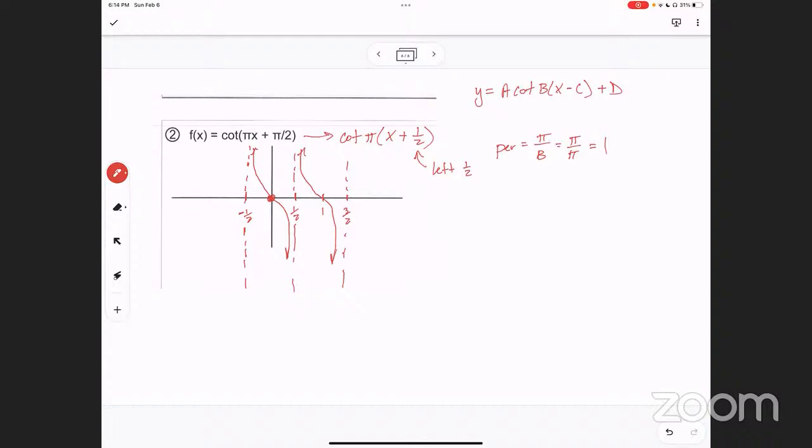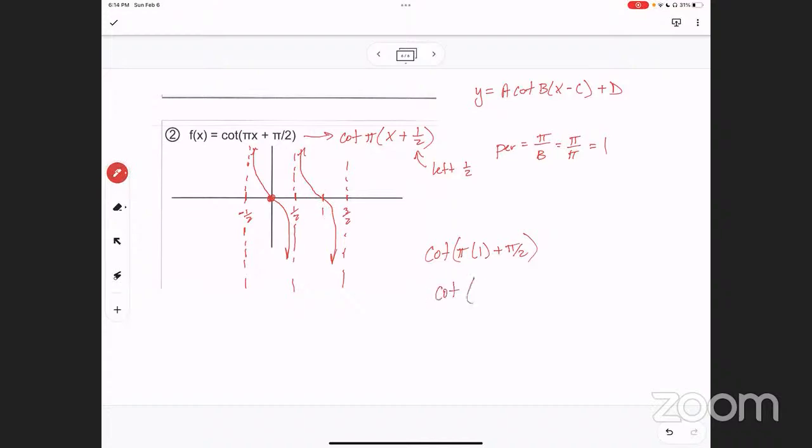Okay. And again, it's not a bad idea to plot some points in there. Let's use this point to test. When I plug in 1, what should I get? When I plug 1 into this, what should I get? What's 1? 1 comma 0. Good.